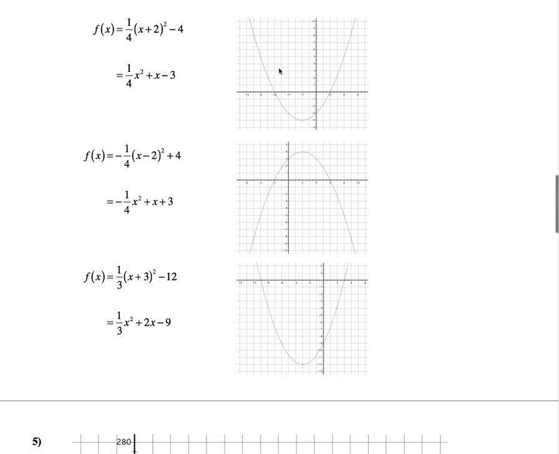For this graph, we see the vertex form is 1/4 times the quantity x plus 2 squared minus 4. And the standard form is 1/4 x squared plus x minus 3. For the second graph, the vertex form is negative 1/4 times the quantity x minus 2 squared plus 4. And then the standard form is negative 1/4 x squared plus x plus 3.